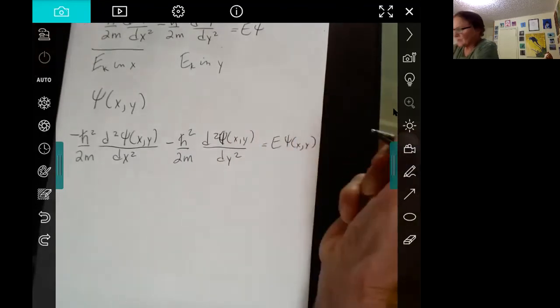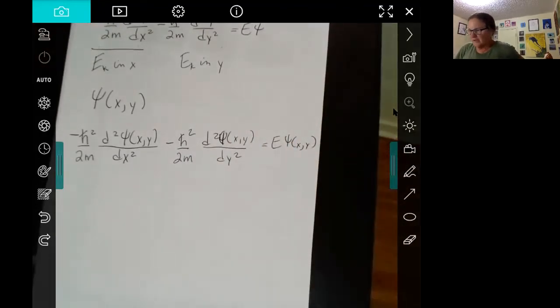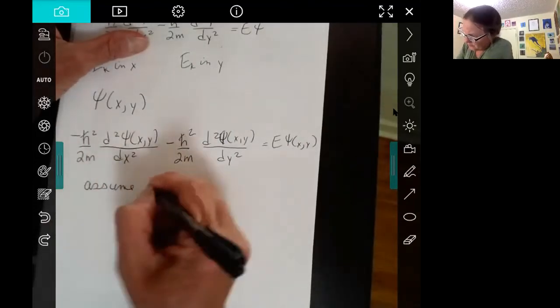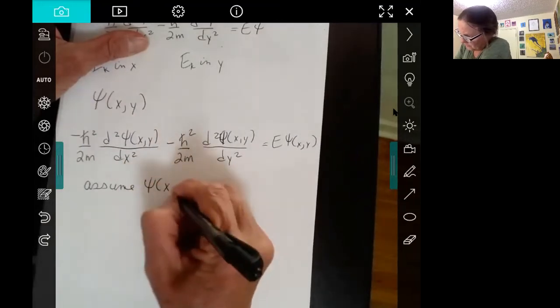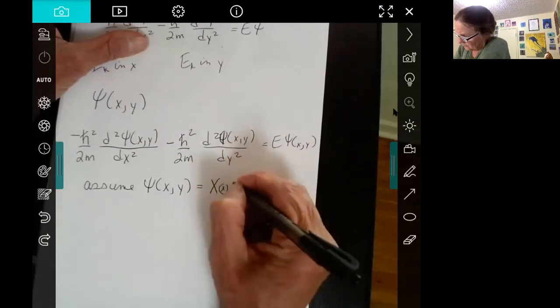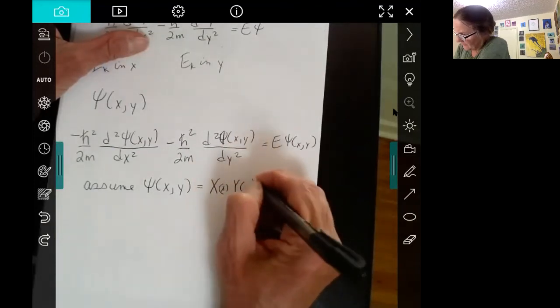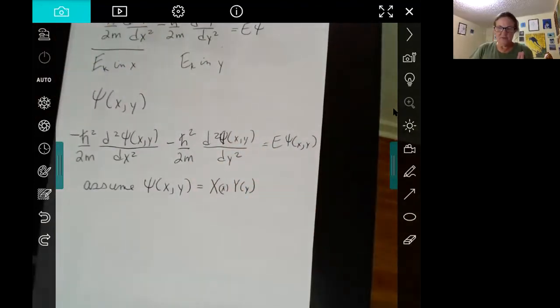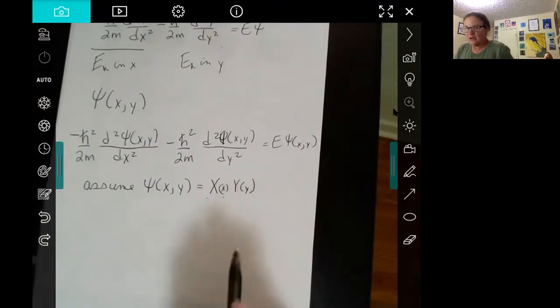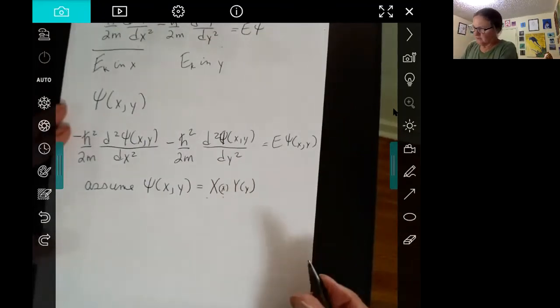So our function is a function of x and y. First thing you're going to assume is that I can write that function as a product of two functions. A product of a function that's only a function of x and a function of y. And we'll show that that was a valid assumption.